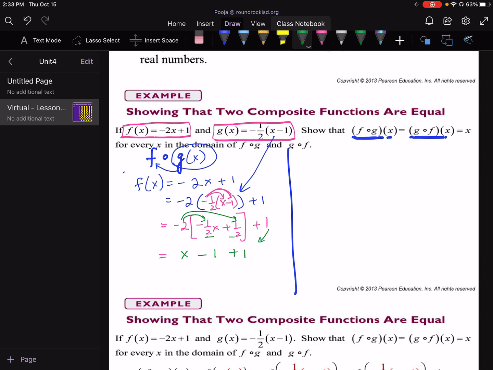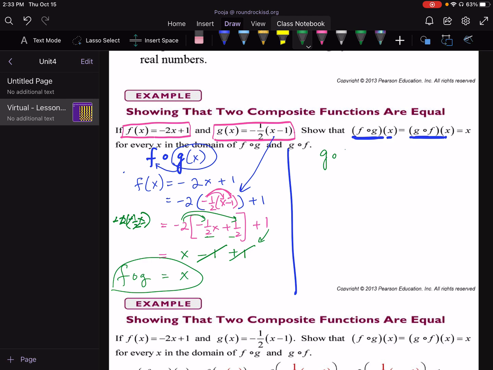There. Now you're probably thinking, where did I get the x from? If you multiply negative 2 and the first one, I mean, half and 2, don't they cancel each other? And two negatives make a positive, it's just x, right? Anyway, 1 minus 1 is 0, so x. So f of g is x.